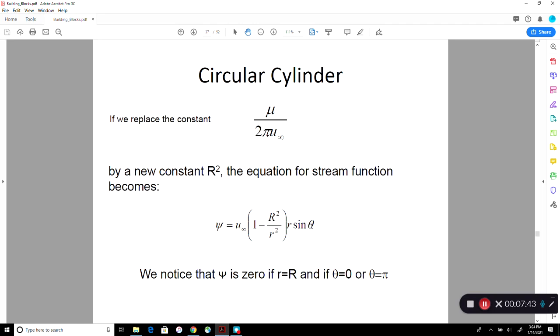We notice that when theta is 0, psi equals 0. That means along the x-axis, especially downstream of the body, the streamline goes along the x-axis. When theta equals pi, psi is 0. That means upstream of the body, again along the x-axis, psi is 0. Thirdly, when r equals capital R, that means around a circular cylinder, psi goes to 0. Therefore, psi is 0 if r equals R, or if theta equals 0, or theta equals pi.